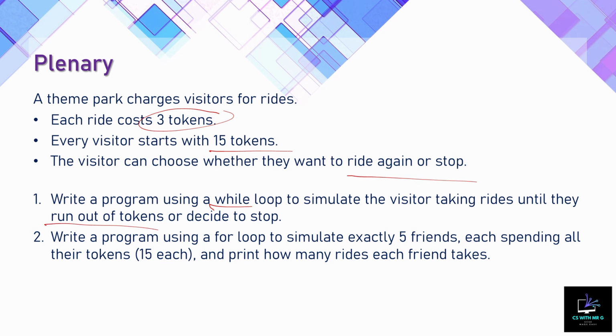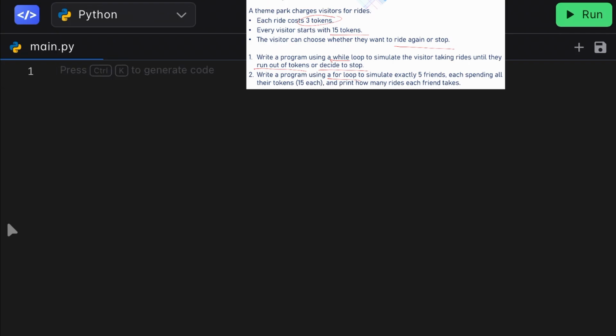So there's 2 conditions where this program will stop: when they run out of tokens or when they manually decide to stop. Then we're going to write a program using a for loop to simulate 5 friends, each spending all of their tokens, and then print out how many rides each friend takes. Okay, so question 1, let's start off.